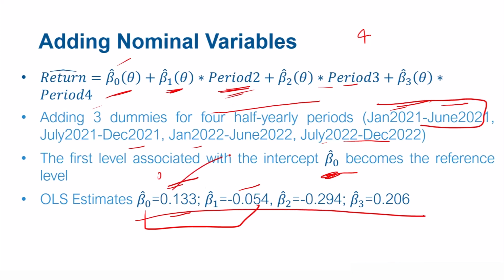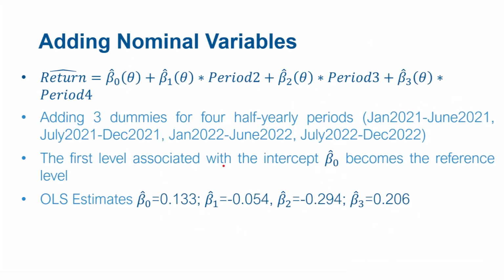Similarly, if you add this to beta 2, you'll get period 3 return. So this is your reference category, and subsequently these are the differences from each period. Beta 1 is like period 2 minus period 1, beta 2 is period 3 minus period 1, and beta 3 is period 4 minus period 1. So this is how you interpret the results.